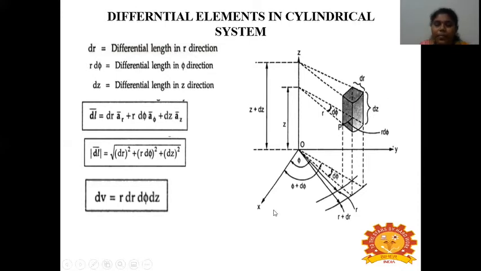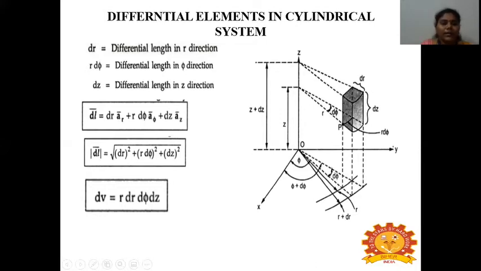The third axis will be r into d phi, because this makes a differential arc length. If we calculate the arc length, it will be r into d phi. So these are the initial parameters of the point P. Again, there will be one more incremental arc length when we consider the point P dash.